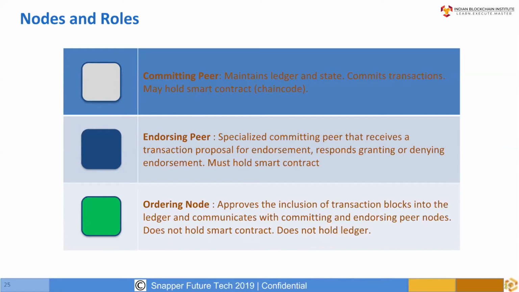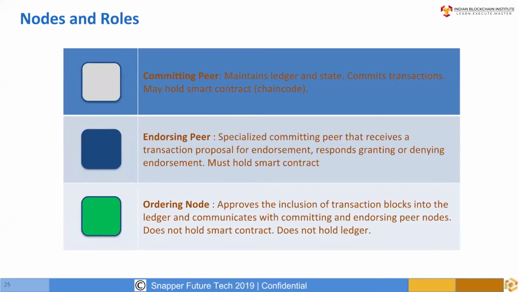The reason the endorsing peer must hold the smart contract is that whenever a transaction proposal comes, it first goes to the endorsing peer. It must check the business logic that is written in the smart contract. So they have to check and verify that logic, validate the transaction, and then send it back to the client application. So this is how it works.